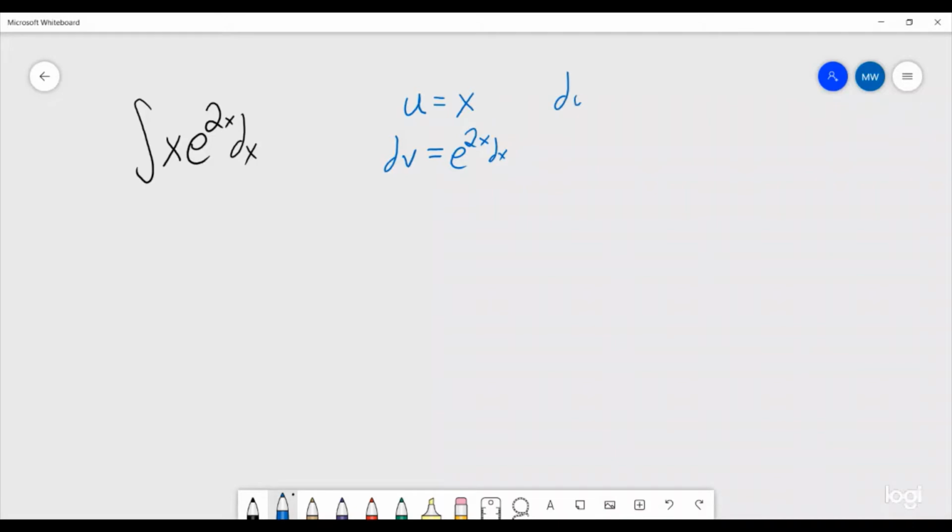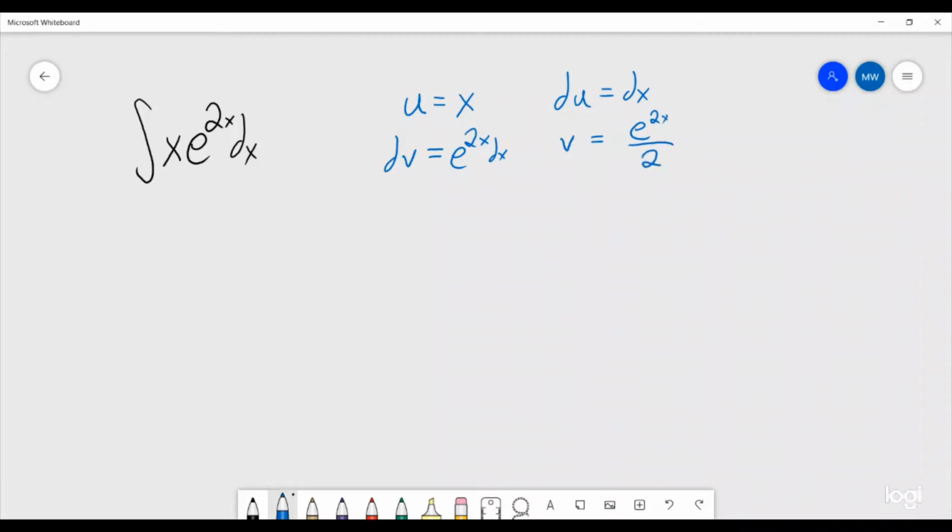From this, we then need to figure out what's going to be du and v. So if u is x, then du is just dx, and if dv is e to the 2x, then v is the integral of that, and the integral of e to the 2x dx is e to the 2x divided by 2.